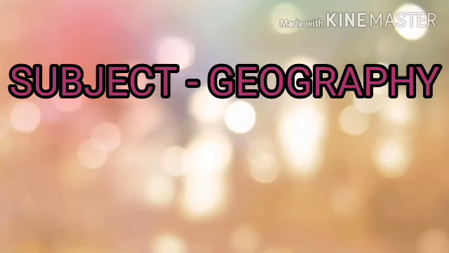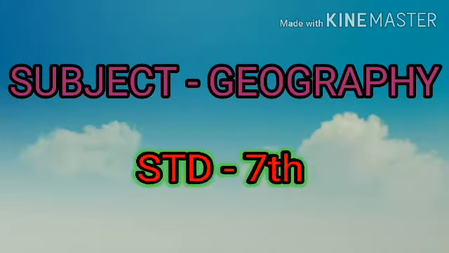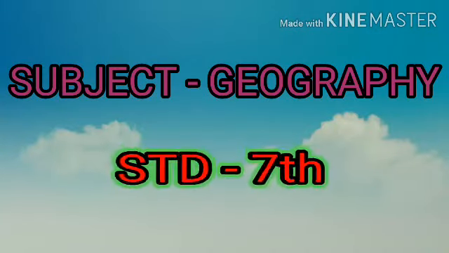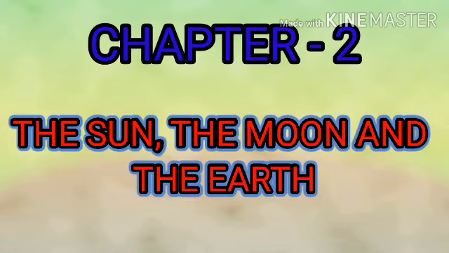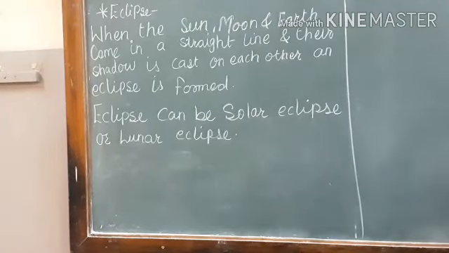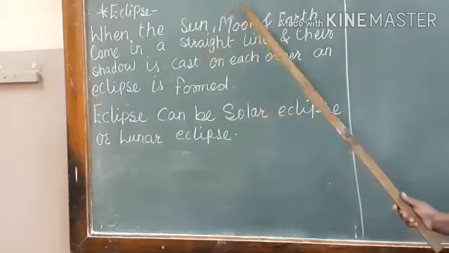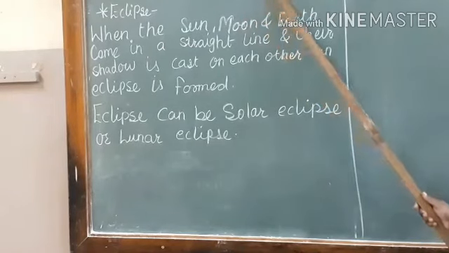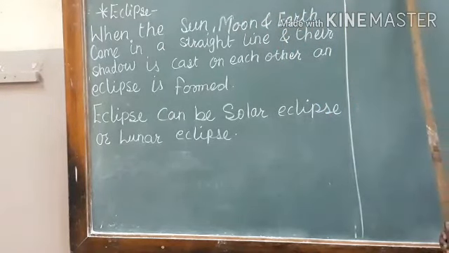Our subject is Geography, Standard 7th. Lesson number 2, the Sun, the Moon and the Earth. So, today we are going to continue lesson number 2, the Sun, the Moon and the Earth.